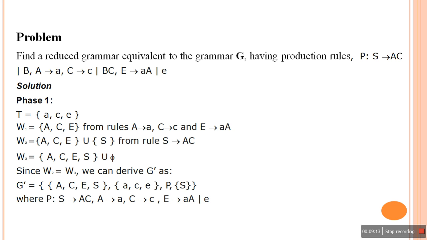we can derive G dash as A, C, E, S, and the terminal nodes are A, C, E. P is the production rule and S is the start symbol. So we are deriving this grammar with production rules S determines AC, A determines A, C determines C, E determines A and E.